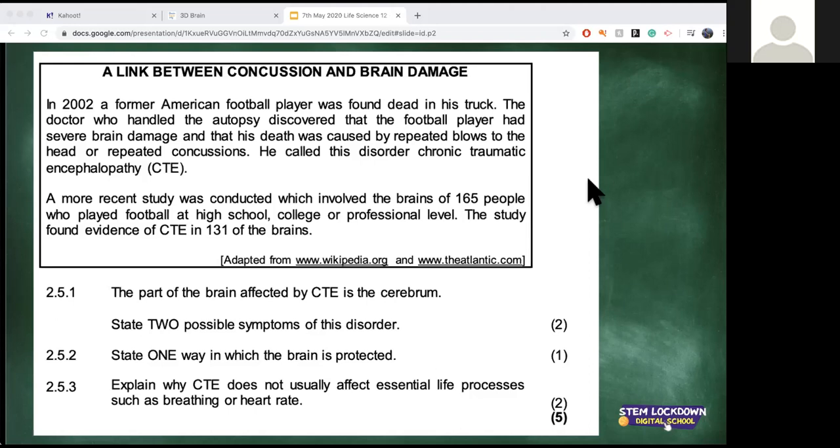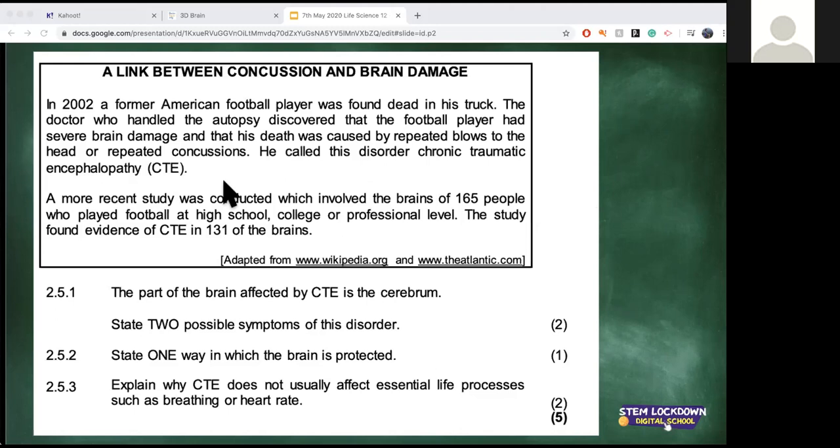He called the disorder chronic traumatic encephalopathy, CTE. Encephal means brain, opathy means diseased. So chronic traumatic encephalopathy. Whew, that's a tongue twister.